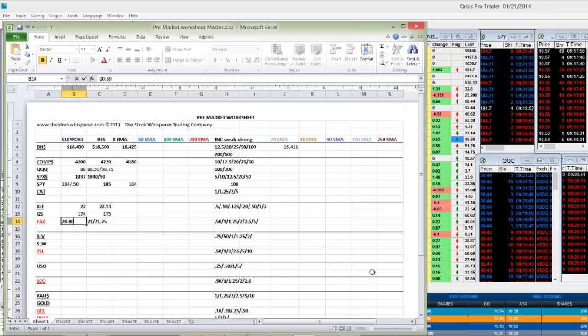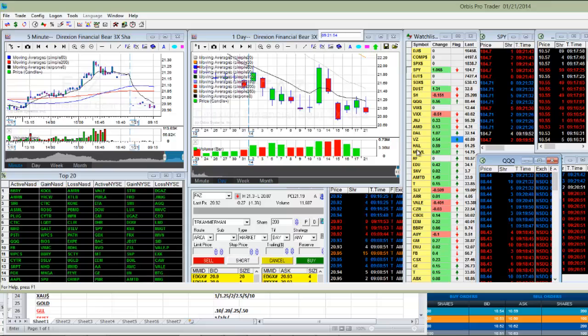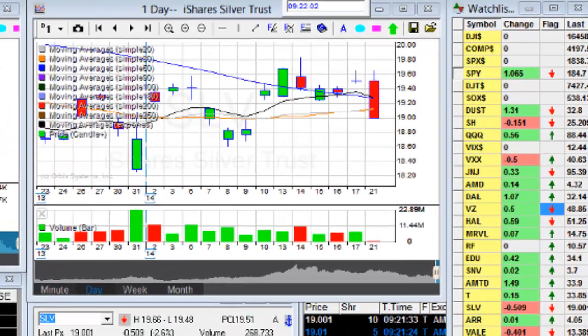Okay, now the next thing I have on my sheet is silver. I have oil and I have gold. I like to trade commodities, so I do fill out and know my levels. Right now, today, I am watching silver. It's getting hit this morning, and I'm going to be clearly watching the 19 level.